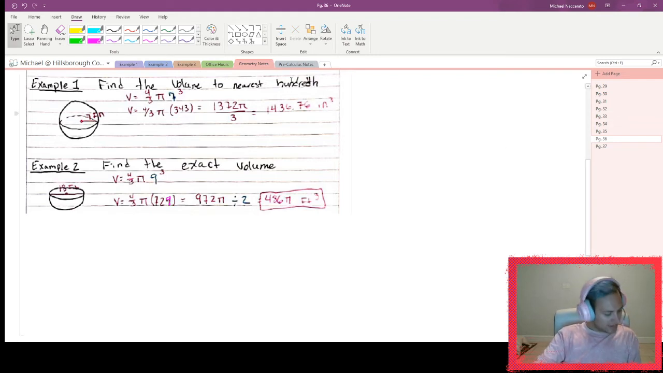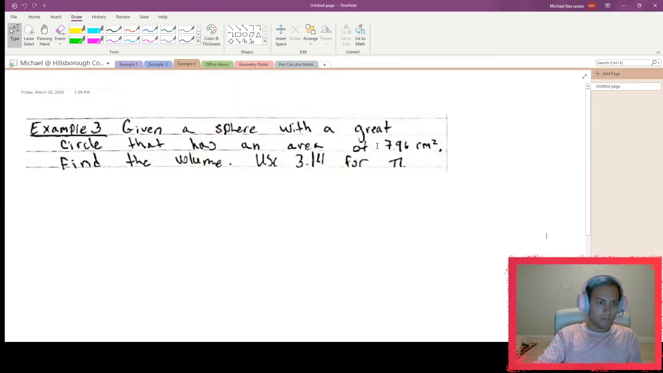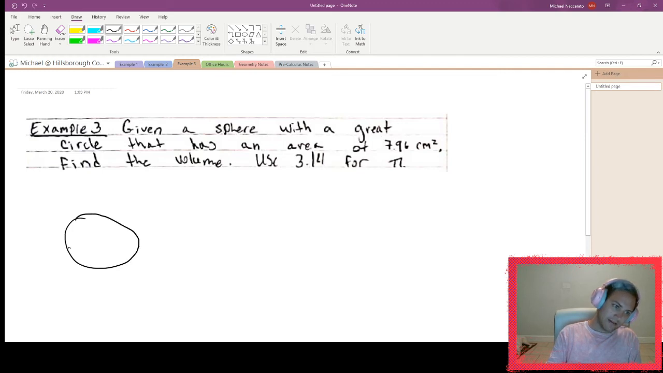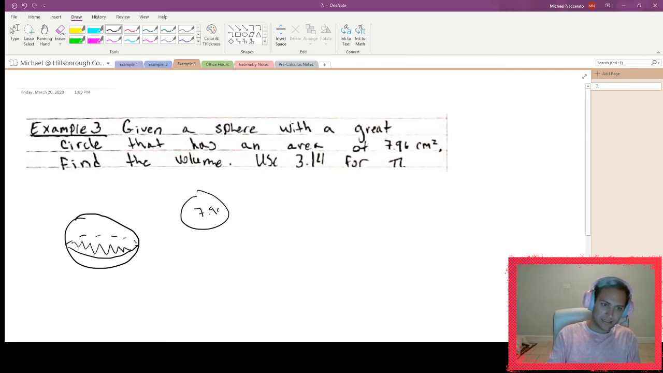All right, my last example on this is a bit of a word problem. It says, given a sphere with a great circle that has an area of 7.96 centimeters squared, find the volume. Use 3.14 for pi. So what that tells me is I have this sphere, and I have this great circle around the sphere, and the area of this great circle is 7.96.